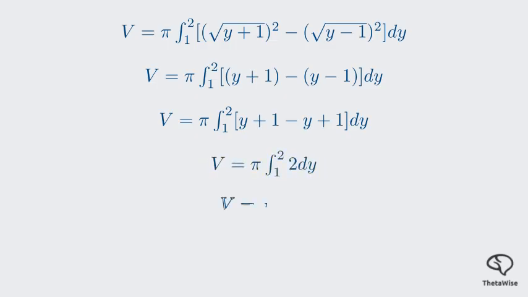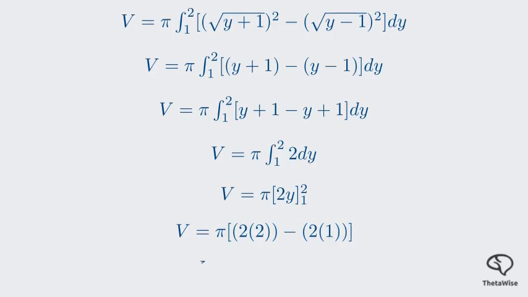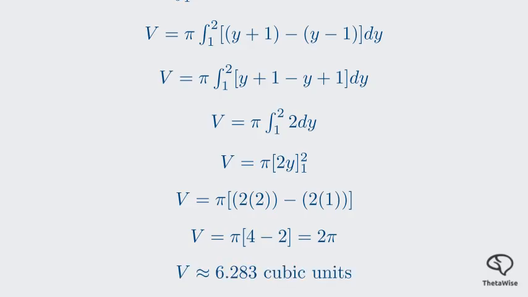The integral of 2 with respect to y is 2y, so we have pi times 2y, evaluated from 1 to 2. Substituting the limits, V equals pi times 2 times 2 minus 2 times 1. This gives us pi times 4 minus 2, which is 2 pi. In decimal form, the volume is approximately 6.283 cubic units. This problem reinforces the importance of identifying the correct method and carefully handling the algebra.